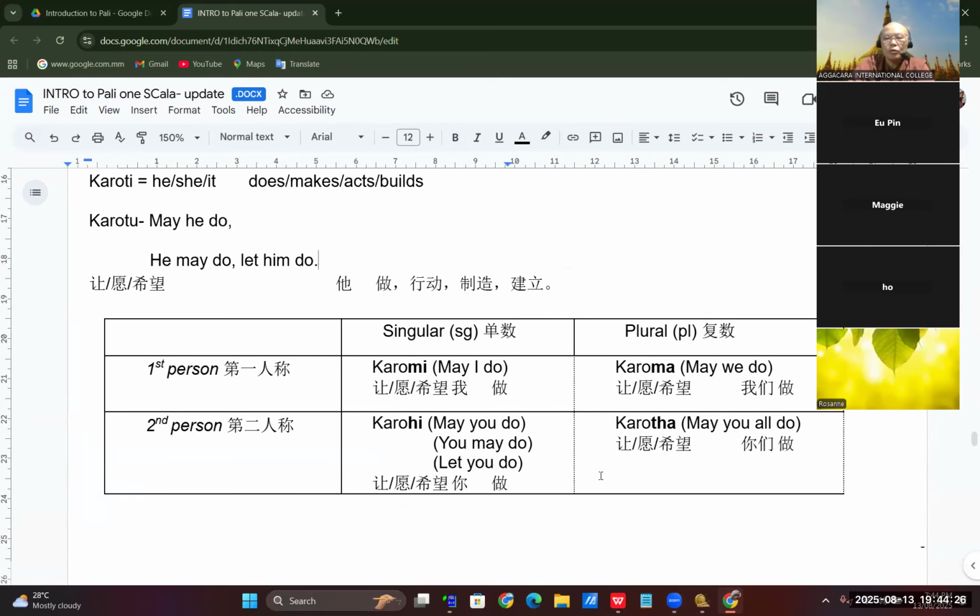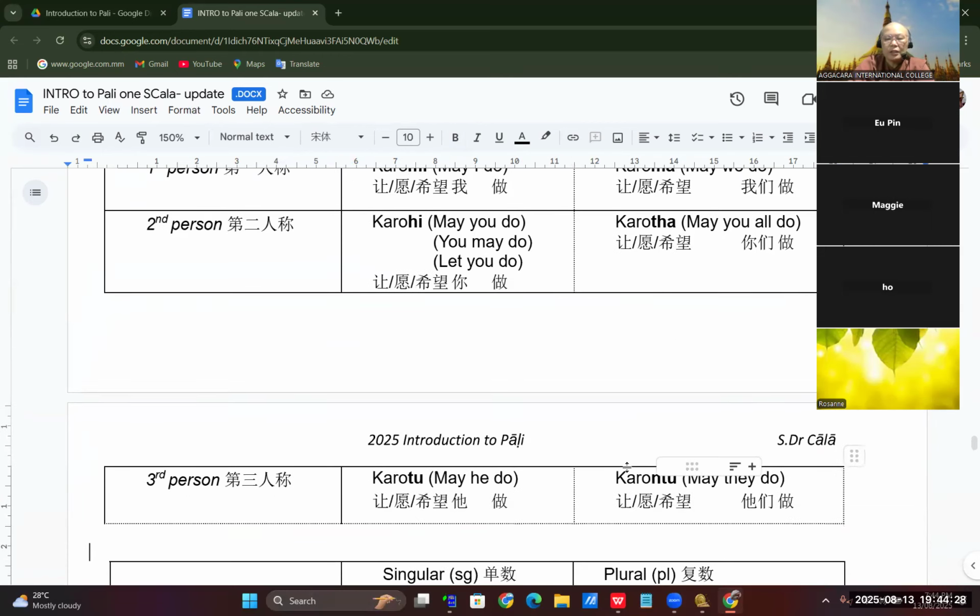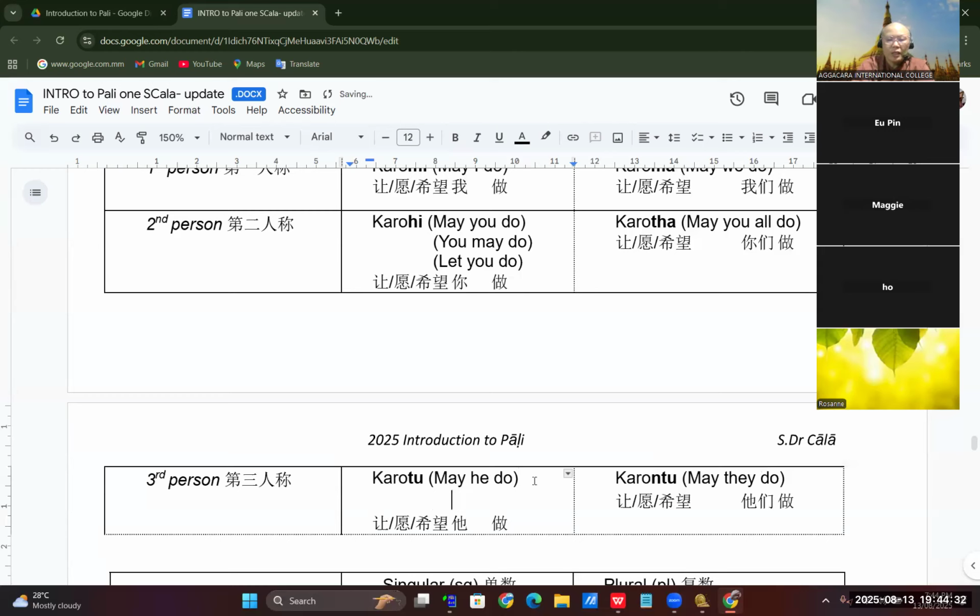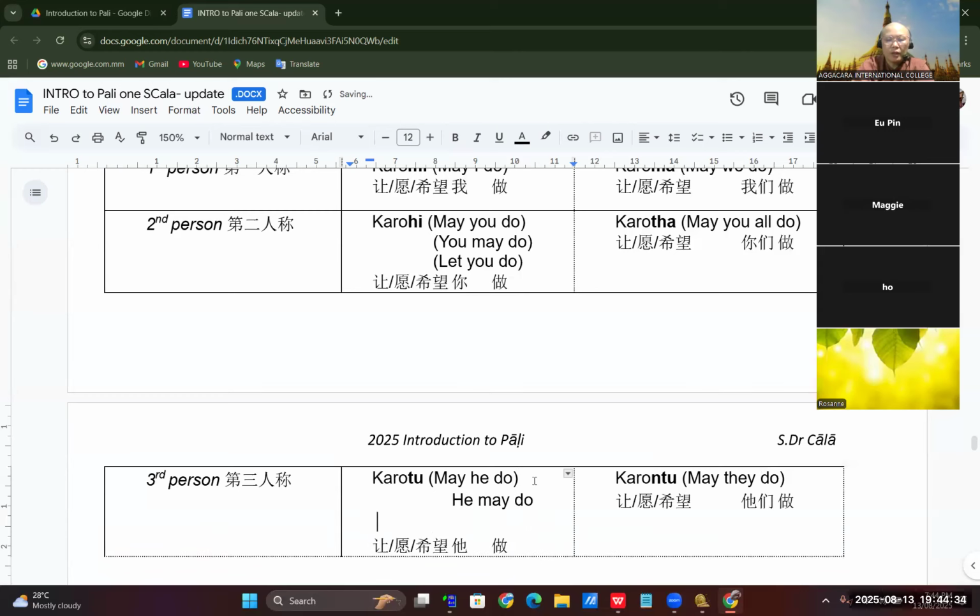All right. So also you can write: may he do, he may do, but here it will be let him do. So may they do, they may do, let them do. Anyway, this is just English.